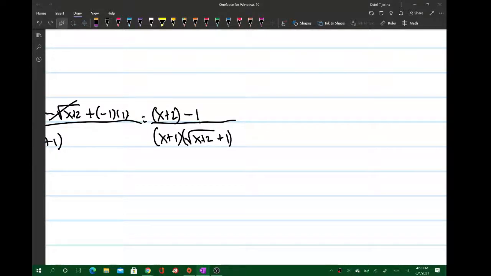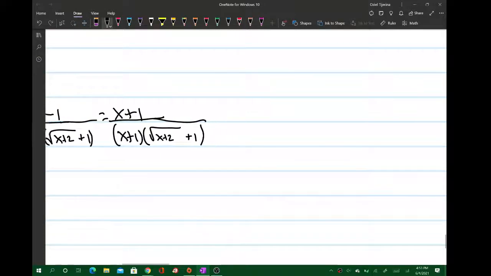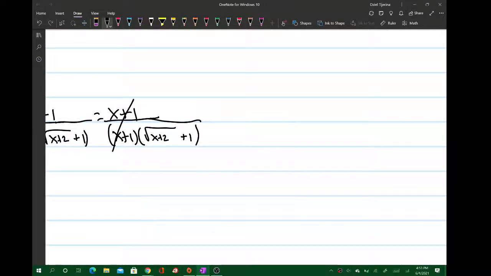This is equal to, so it's going to be x plus 1 because x plus 2 minus 1 is x plus 1 over the quantity x plus 1 times the square root of x plus 2 plus 1. This is equal to, so we go ahead and cross this out. We have 1 divided by the square root of x plus 2 plus 1.